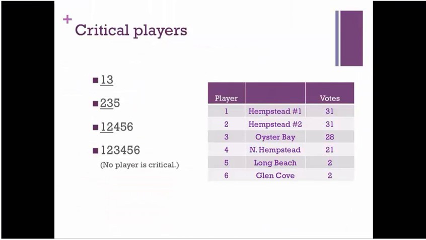So here's a review of that little exercise. We looked at 4 coalitions, determined the critical players, and the answers are the ones that I'm showing you over on the left.